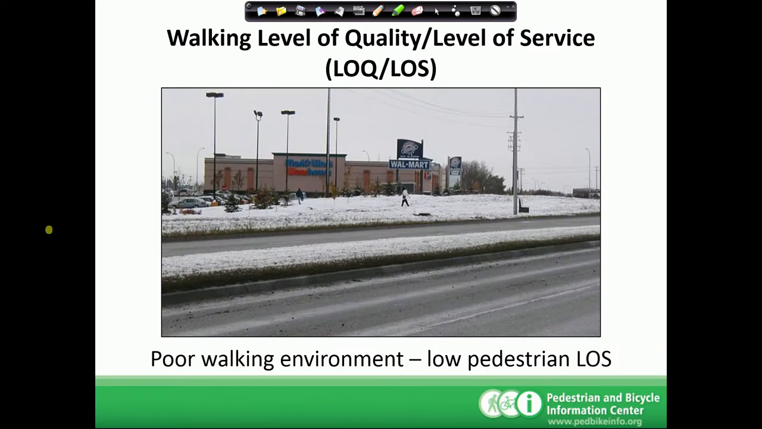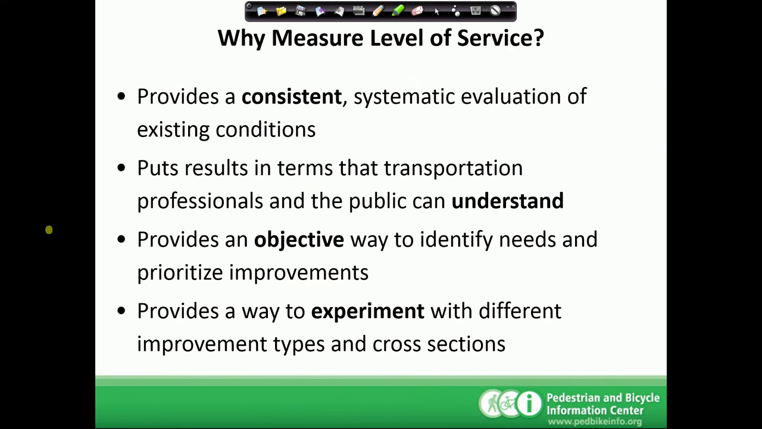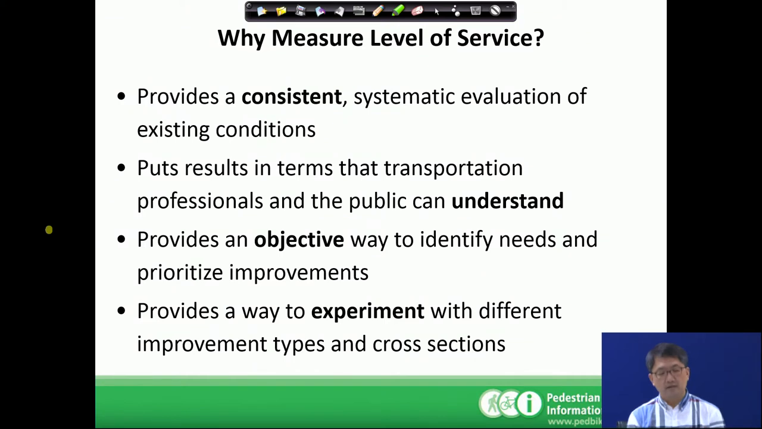Here are some examples showing the quality of service for walking. If you are walking in a very harsh environment, covered with snow, this is probably not a very good environment. If you have really well organized sidewalks and separate bicycle lanes, this is probably a good level of service. But how do you recognize these? We've got to have a common way of assessing level of service. So that's the key. We want a level of service that is a consistent, systematic evaluation for existing conditions, so anyone can see this is level of service A, B, C, D, E, one of those, and have consensus on it.